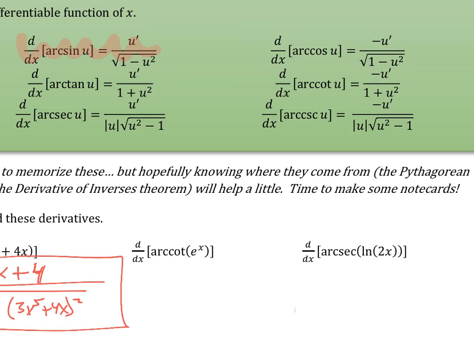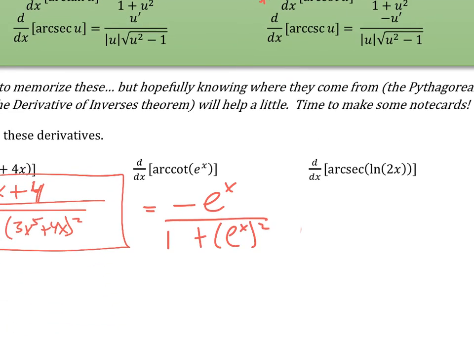Okay, arc cotangent, well, we're using this one right here. And so we've got derivative of that is negative u prime. So derivative of e to the x is e to the x, but negative because it's arc cotangent. And then that's all over the 1 plus u squared. Well, that's e to the x squared. Or we'd rather write this a little simpler, as in negative e to the x all over 1 plus e to the 2x.